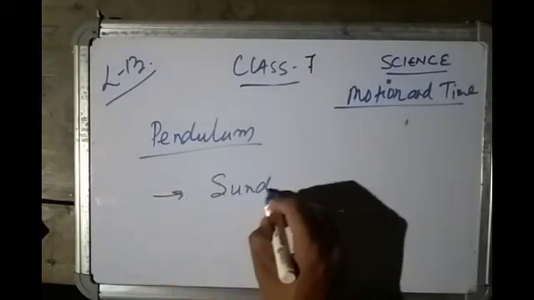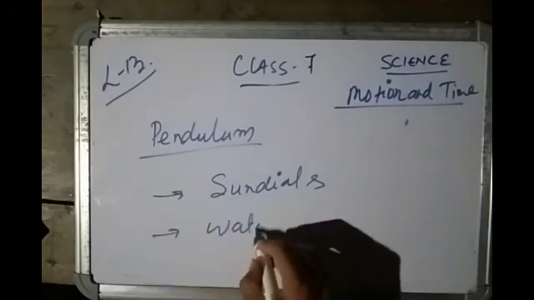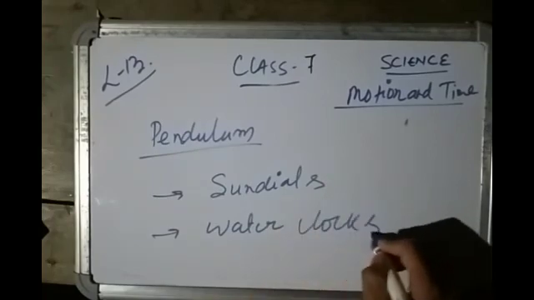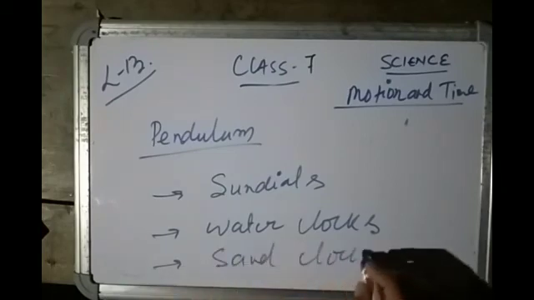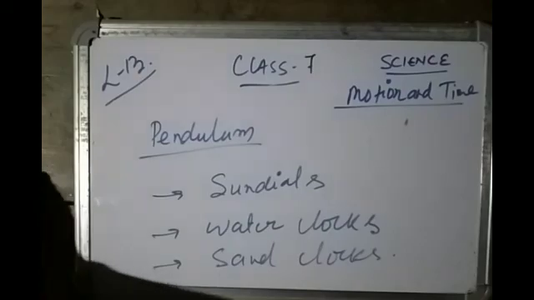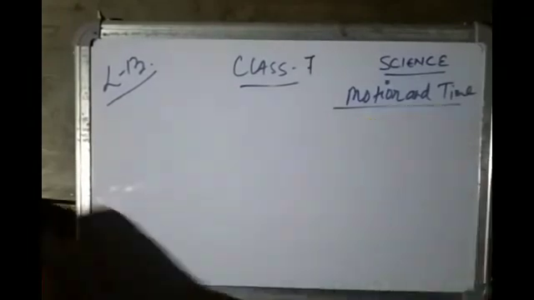Sundials, a picture of which is given in your textbook at page number 49. Then water clocks, which is also given on that page. Then sand clocks. So these are the time measuring devices which were used in different parts of the world before the pendulum clocks became popular. With this, I'll summarize what we have learned today, and the remaining topic will be discussed in the next class.